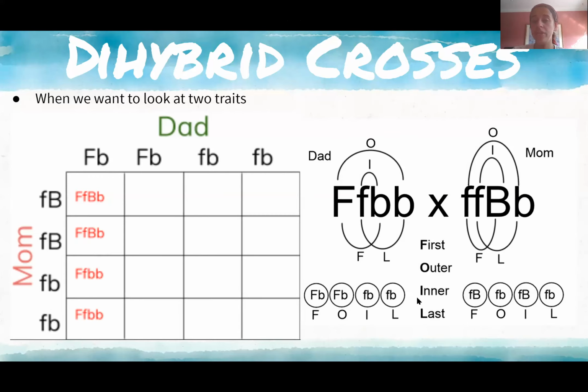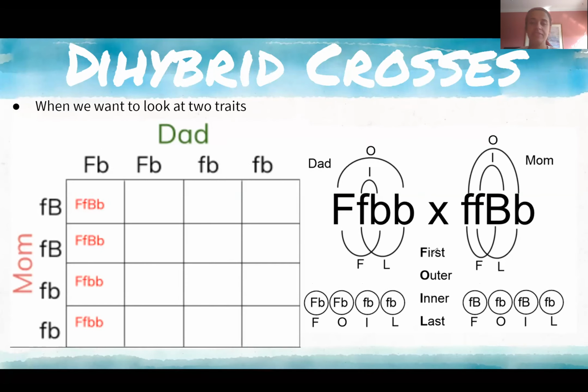First, we need to figure out what our parents' genotypes are. For two separate traits, we're going to have two different letters representing the two different traits. And again, there's always going to be the dominant versus recessive alleles represented by the capital versus lowercase letter. Now, the first thing you need to do is figure out what your parents' genotypes are, and then write them in this notation. One of the traits is represented by a certain letter, and the other trait by a different letter. As you can see, mom and dad have two different types of traits.